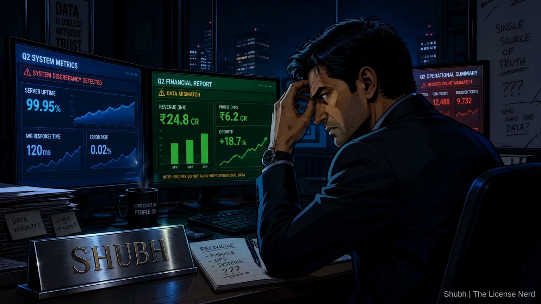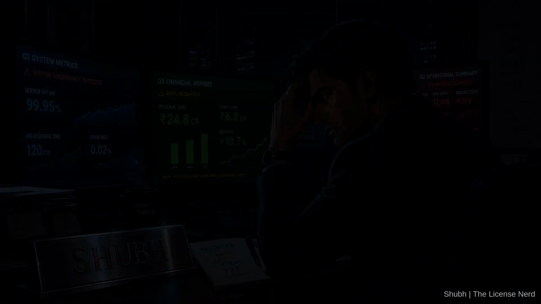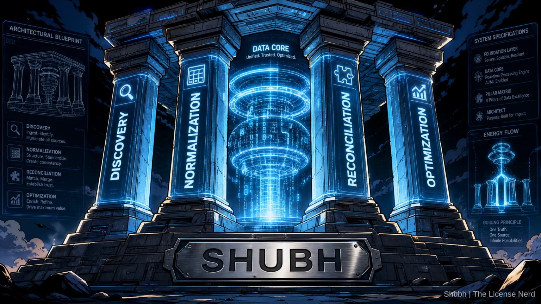Let us start with the fundamental architecture of SAM technology. Every SAM solution, regardless of vendor, performs 4 core functions. First, discovery, finding every piece of software installed across your environment. Second, normalization, translating raw discovery data into standardized software titles. Third, reconciliation, matching what you have deployed against what you are entitled to use. Fourth, optimization, identifying savings opportunities like unused licenses, downgrade rights, and redundant products.